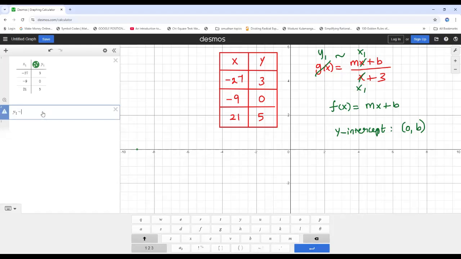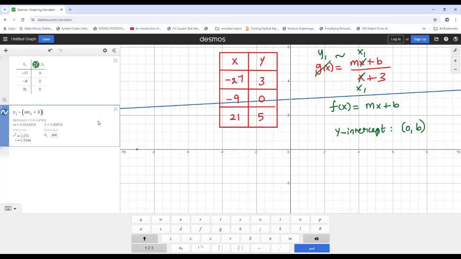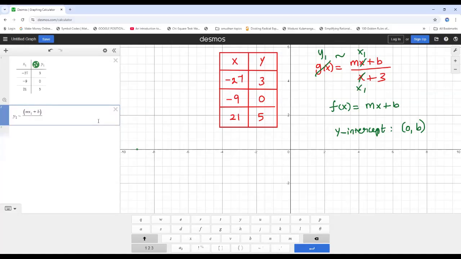Now, to get mx plus b in the numerator, you take an open parenthesis, and to type mx plus b, I type m, and instead of x, I type x1. Then we type plus b. To take the division sign, simply type slash, and we have x plus 3 in the denominator of the function g of x. But instead of x plus 3, we type x, simply type 1, and it will subscript, then plus 3. Okay, now I'm done with that.